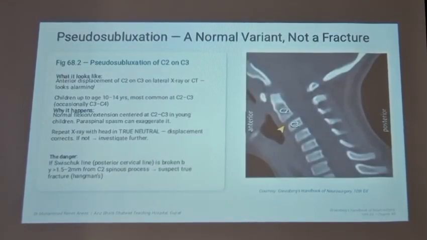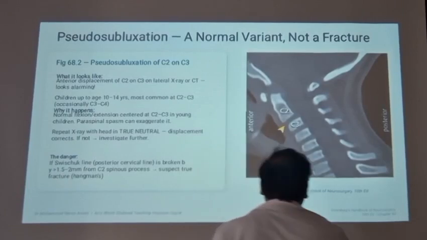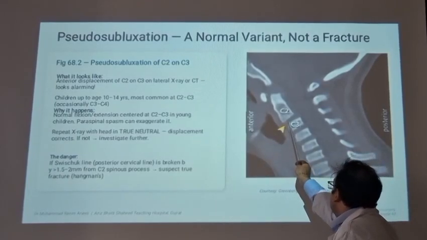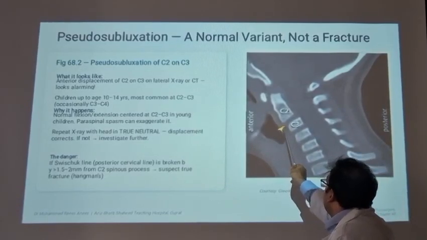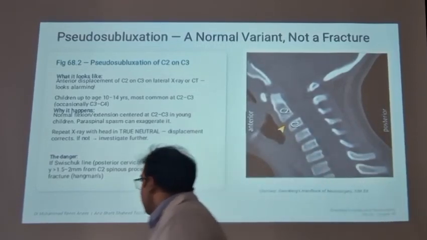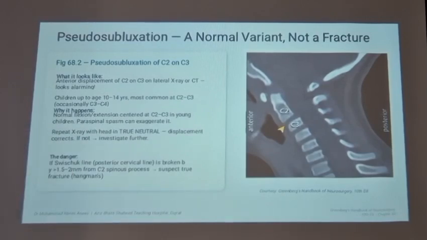So here comes a pseudosubluxation, a normal variant, not a fracture. We can confuse between these. You can well appreciate C2 is anteriorly rotated and C2 is posteriorly. So there is some feeling of pseudosubluxation or subluxation in this, but this is not a real fracture. This is an example of pseudosubluxation. So how, when it looks like an anterior displacement of C2 on C3 on lateral X-ray or CT looks alarming.